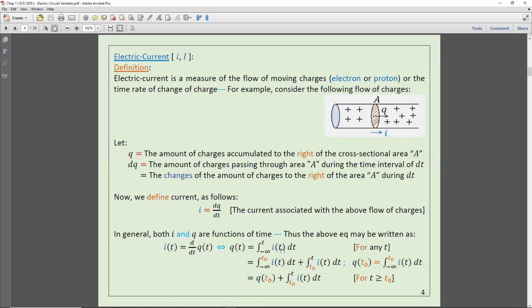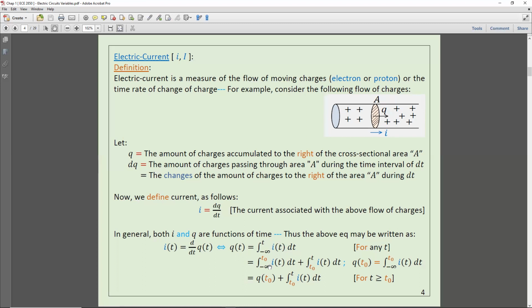So you can use this one, but I'm going to make some changes here. This is what it means: Q here is the total charge to the right at time t, and it equals the integration from minus infinity, and for sure time can't be minus infinity, so we start from 0, until time t, of I dt.